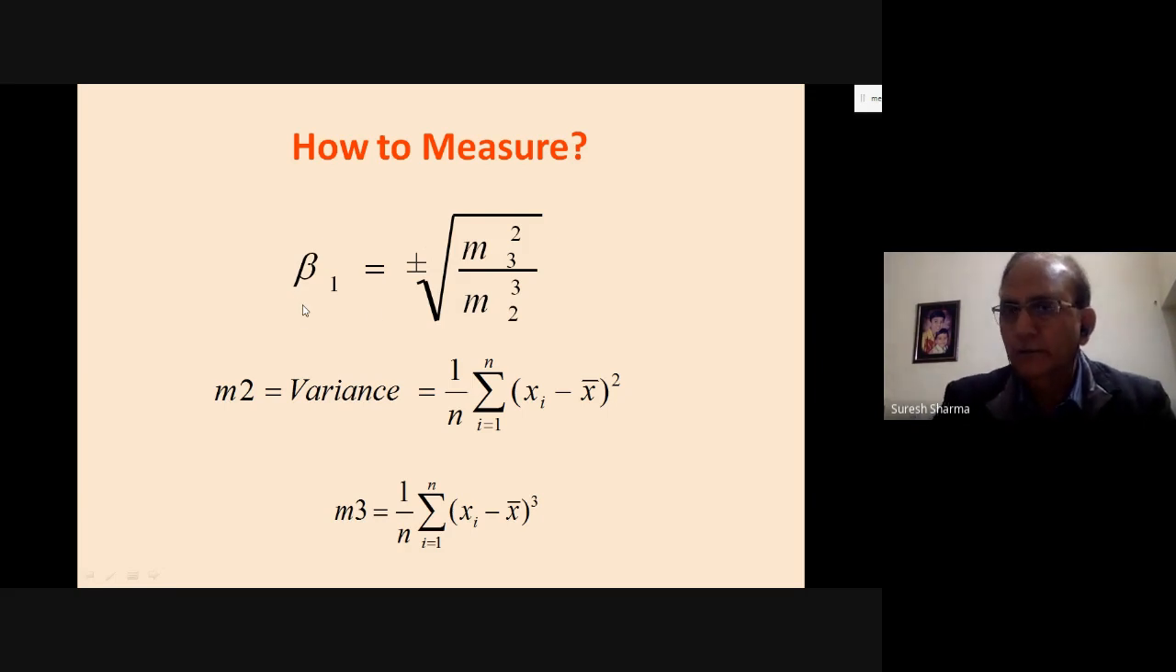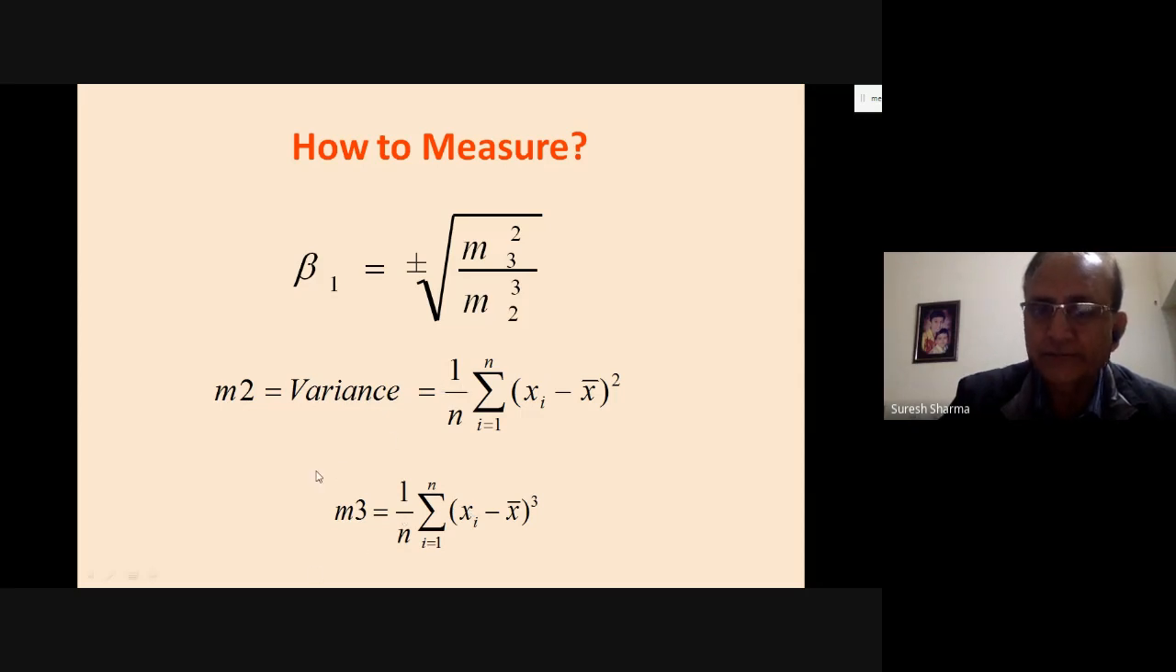And beta 1, because M3 could be negative, it could be positive. Then how to assign a sign to beta 1? Please listen to me carefully. A square root is always positive. Why? Because M3 could be negative, but once you square M3, it will always be positive. Variance can never be negative, it's already a square. So these two quantities can never be negative, and your square root will always come out to be positive. But here I have written plus and minus. That means you can assign a positive or negative sign depending upon the sign of M3, because an odd power could be negative or positive.